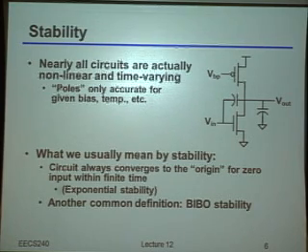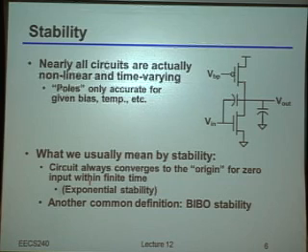Okay? So for those of you who like the control theory stuff, this is another way of saying that it's exponentially stable, meaning that if I wait a finite amount of time, it will get within a certain error bound of whatever that stable point actually is. Another common way of defining this is that if you feed the circuit with a bounded input, meaning an input that's not infinite, its output will also not be infinite.